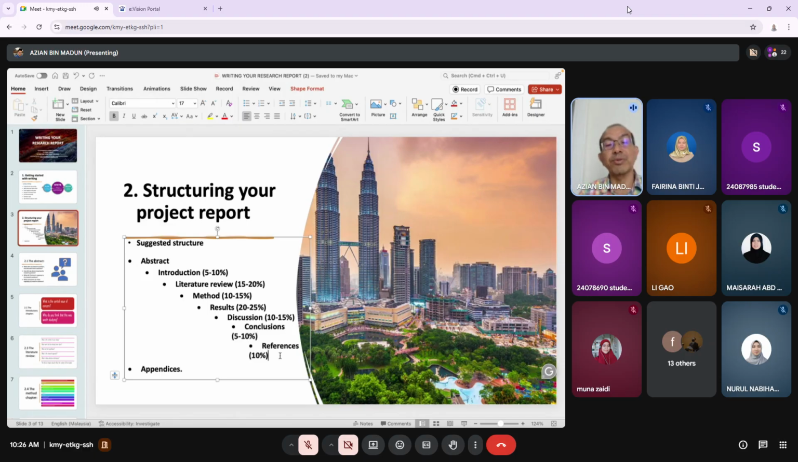So for reference I would say 10 is okay. We can give it 15 if you want to have a lot, but not more than 15. I can forgive 15%, but more than 15 I cannot forgive. It's too many. It becomes not realistic. So that's about the numbers, about the structure, percentage wise.